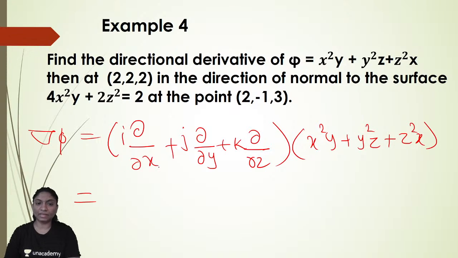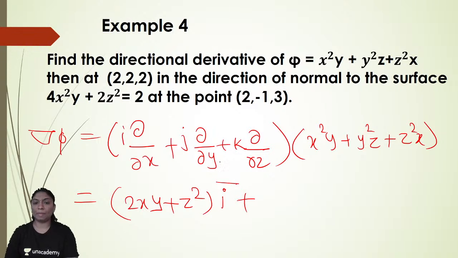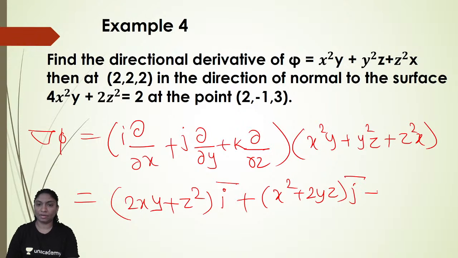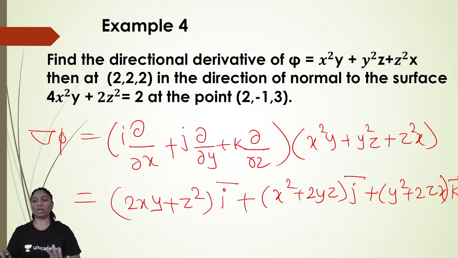So i into del by del x of this: you will get (2xy plus z square) i bar, plus del by del y of this: you will get (x square plus 2yz) j bar, plus k into del by del z of this: you will get (y square plus 2zx) k bar. Hope you are clear up to this step. So (2xy plus z square) i bar plus (x square plus 2yz) j bar plus (y square plus 2zx) k bar. Now this is your del phi.